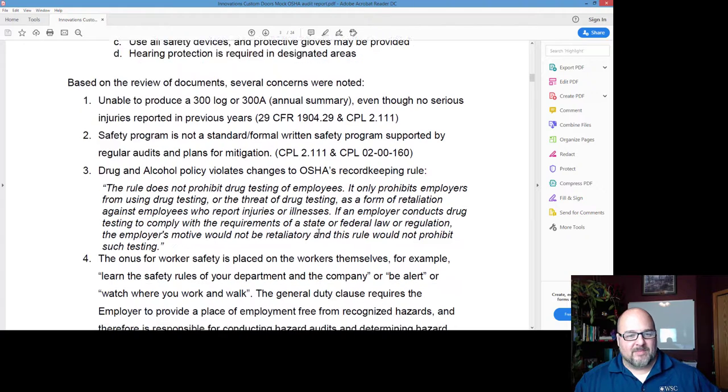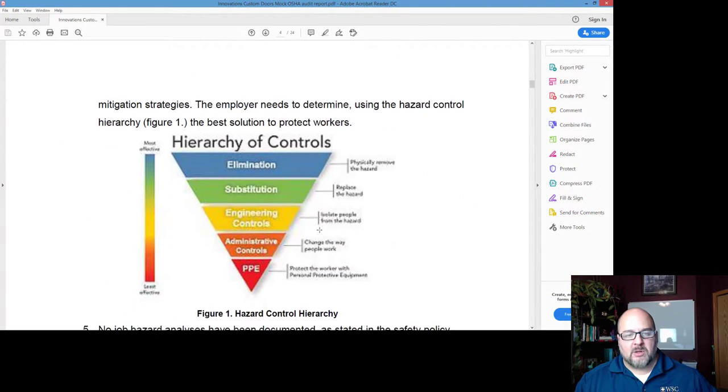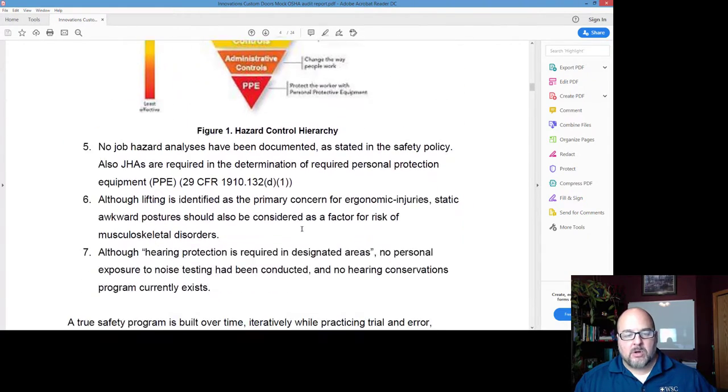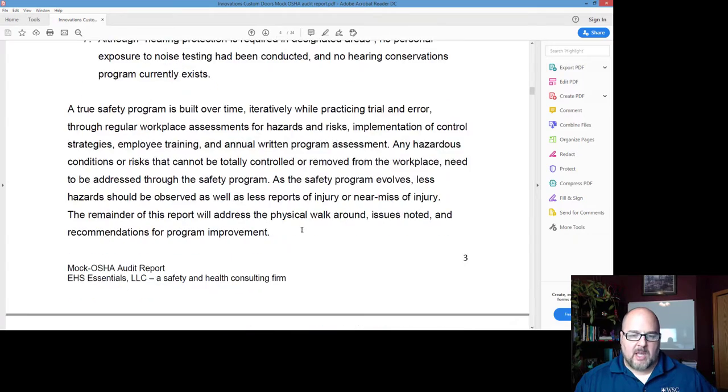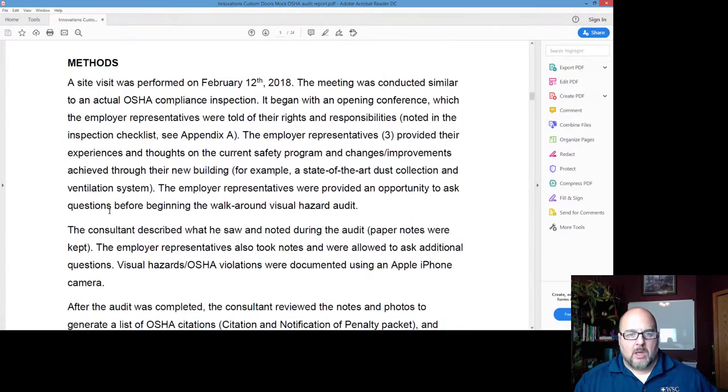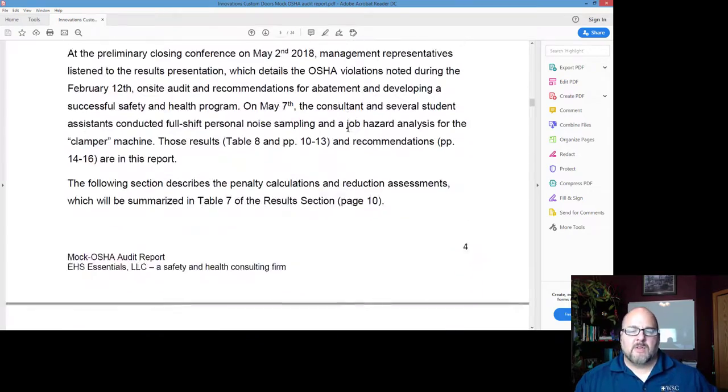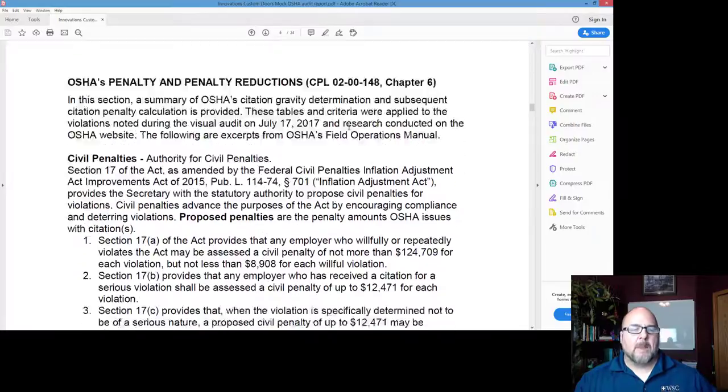Providing more information, providing good resources for the employers, because I want them to be able to protect their workers and also protect them in case they have an OSHA inspection. Shared my methods. Oh, it was back in 2018, 2 years ago already. I feel like I just did this last summer.